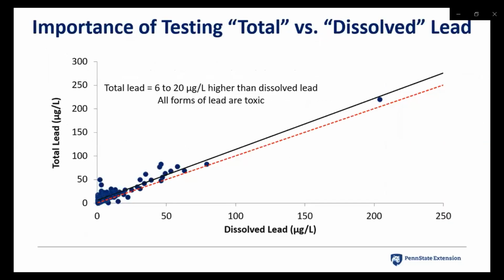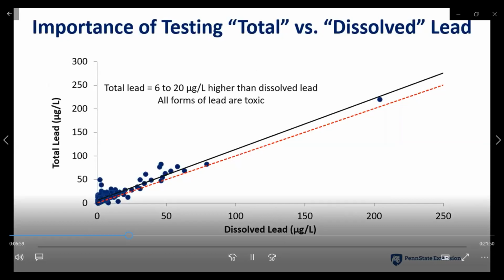With lead, one of the research studies that we did years ago was to look at total versus dissolved lead. And we found that it was very important to be measuring total lead because from a physiological perspective, your body can't handle either particulate lead or dissolved lead. So they're both very important. So we want to know what is the total lead burden in the water, not just the dissolved lead.